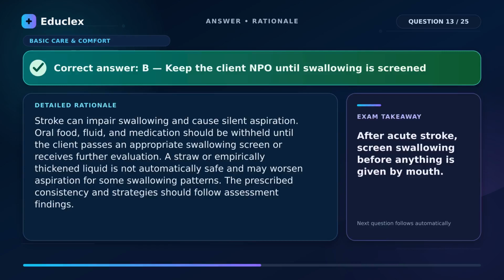A straw or empirically thickened liquid is not automatically safe and may worsen aspiration for some swallowing patterns. The prescribed consistency and strategies should follow assessment findings. Exam takeaway. After acute stroke, screen swallowing before anything is given by mouth.